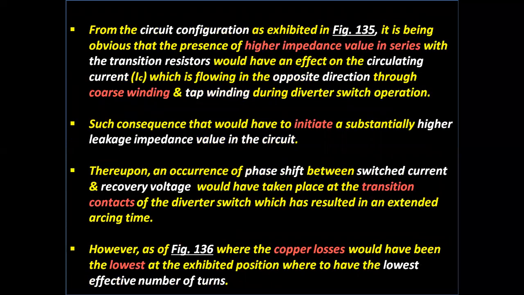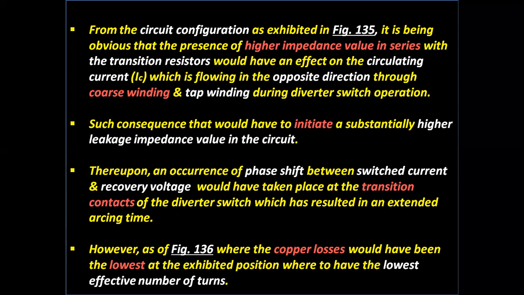From the circuit configuration as exhibited in figure 135, it is obvious that the presence of higher impedance value in series with the transition resistors would have an effect on the circulating current IC, which is flowing in the opposite direction through coarse winding and tap winding during diverter switch operation. Such consequence would initiate a substantially higher leakage impedance value in the circuit.